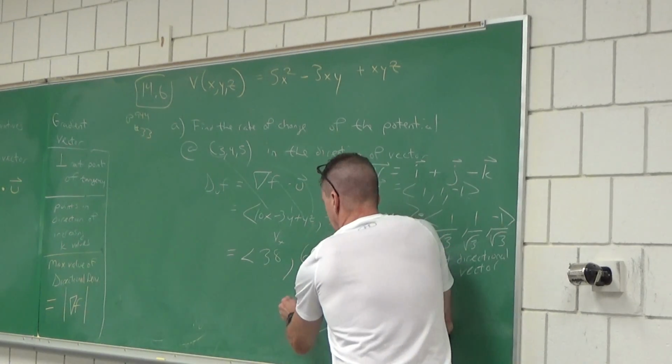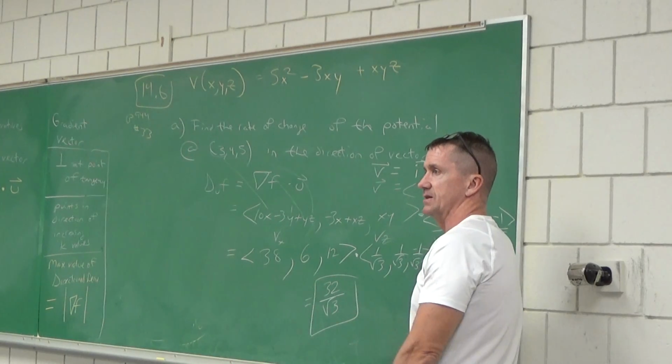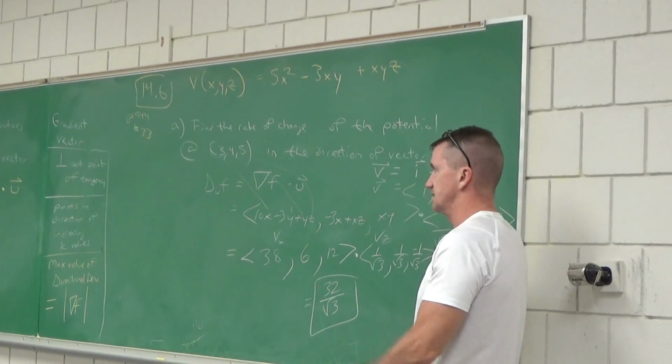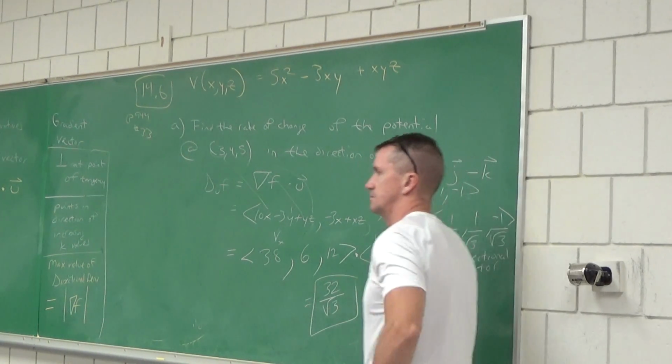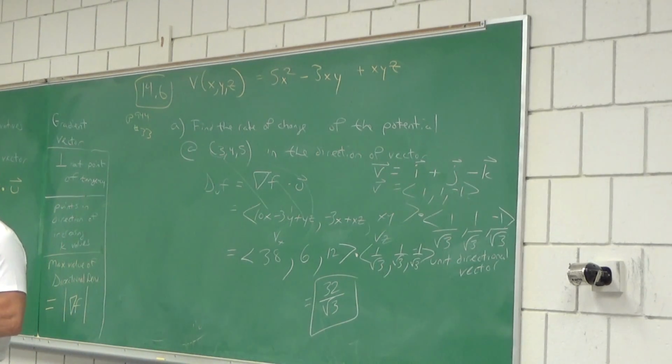You can leave it just like that. You do not have to rationalize the denominator. It didn't have units, so you can leave it like that. That's letter A. Is that okay with us? But there is a B and a C. So far so good? B and C will go quick too.